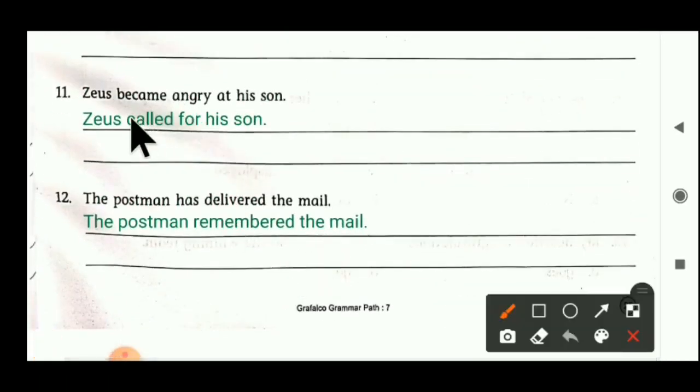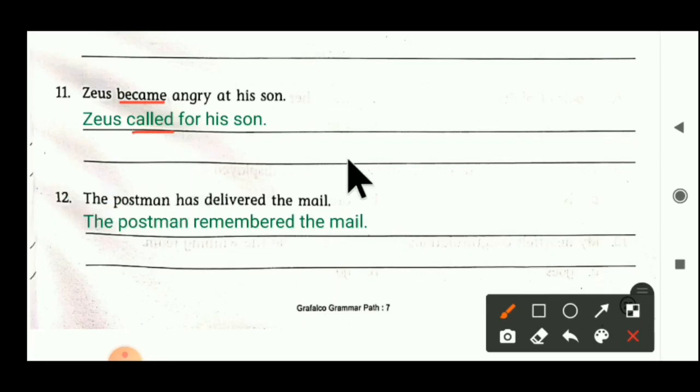See here. Jesus became angry at his son. Here became is a dynamic verb. We have to convert it to a stative verb. So I write here called. Jesus called for his son.